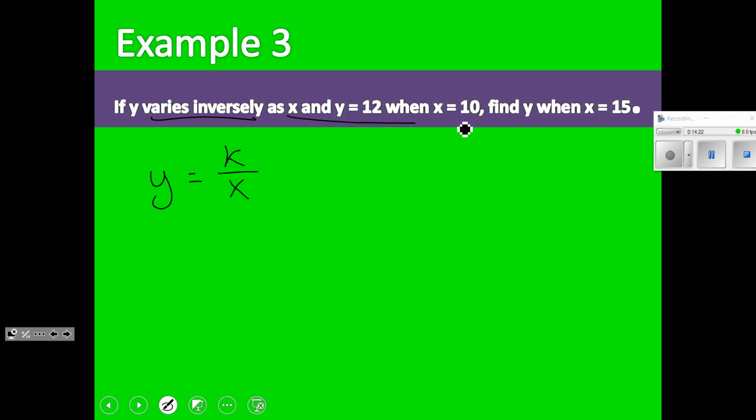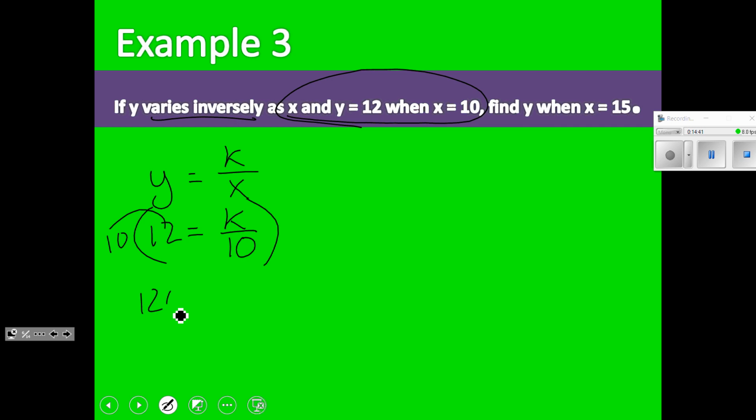So part 1, part 2. Let's plug in 12. Let's plug in 10. How can I solve for k? I'm going to times everything by 10. Very good. Get rid of that fraction. And so I get k is 120.